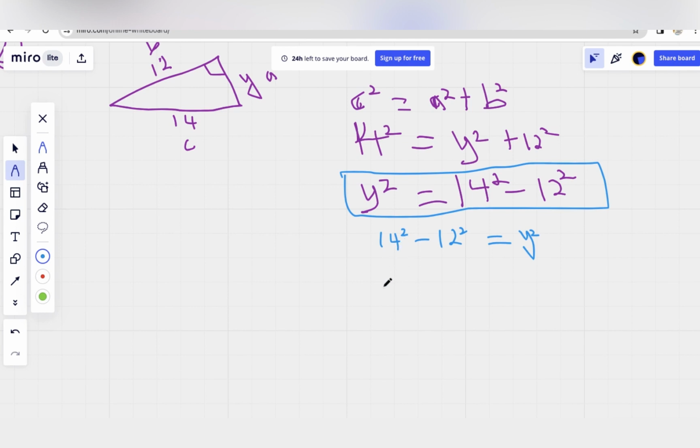So what is 14 square? And what is 12 square? 12 square is 144. 14 square is 196. So 196 minus 144 is equal to our y square. So we say y square is equal to what? 6 minus 4, 2. And then 9 minus 4, 5. 1 minus 1, 0. So 52.